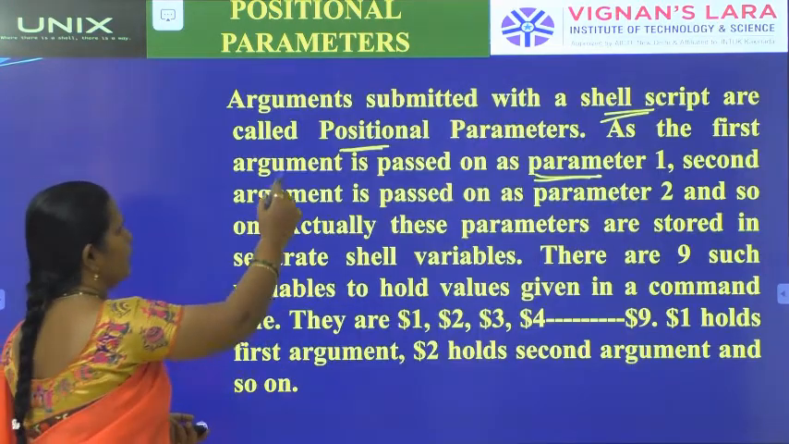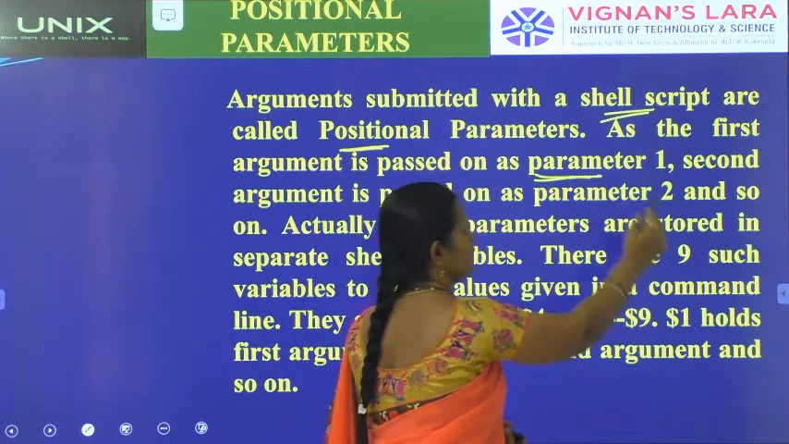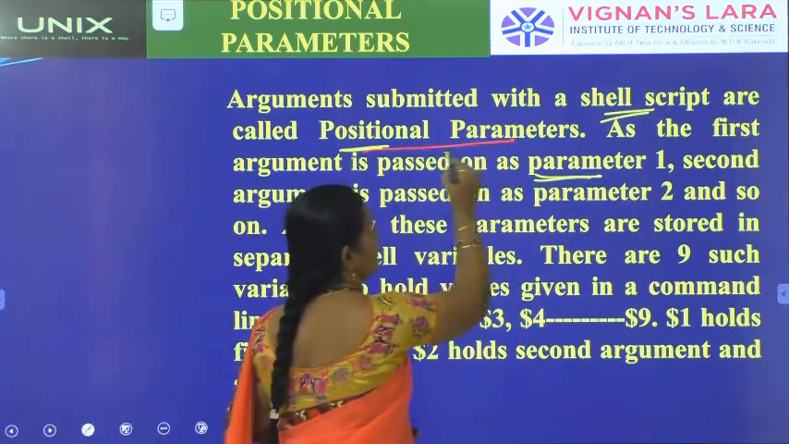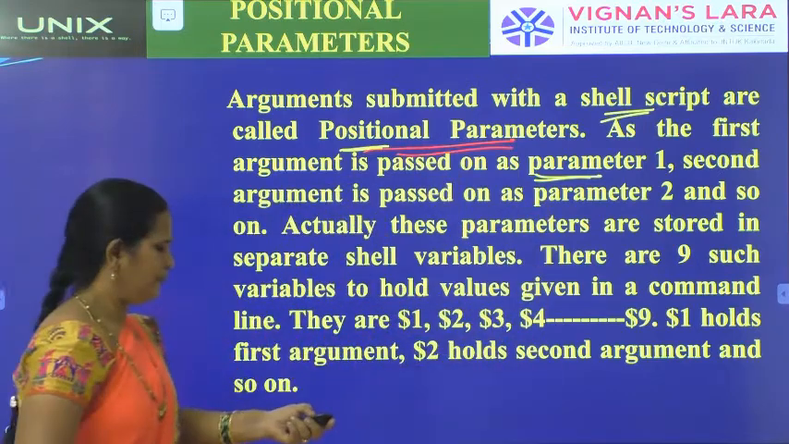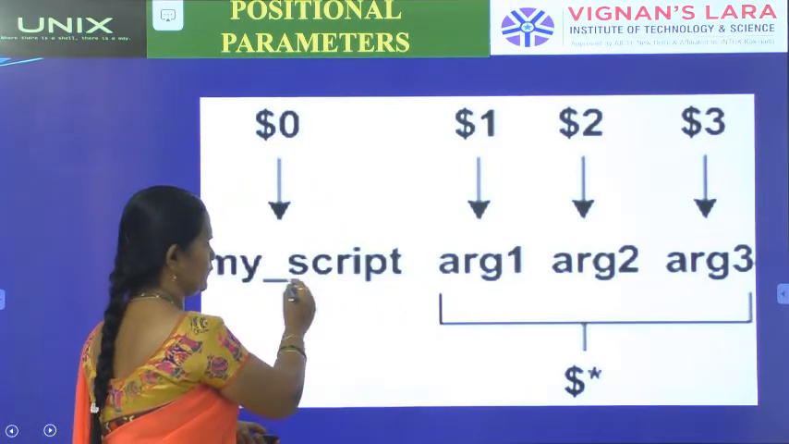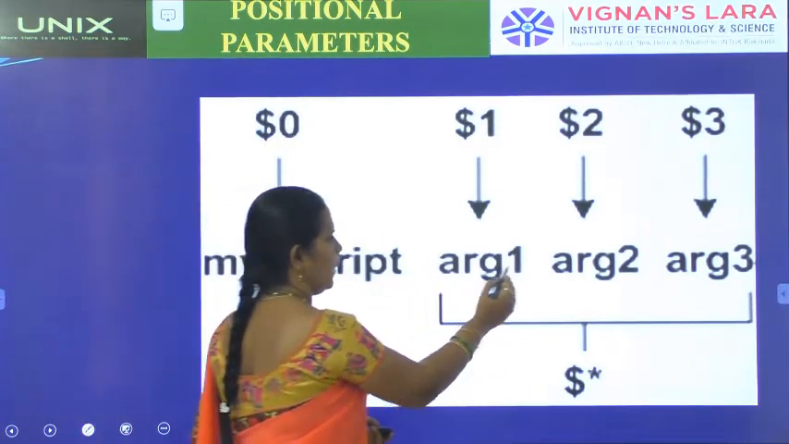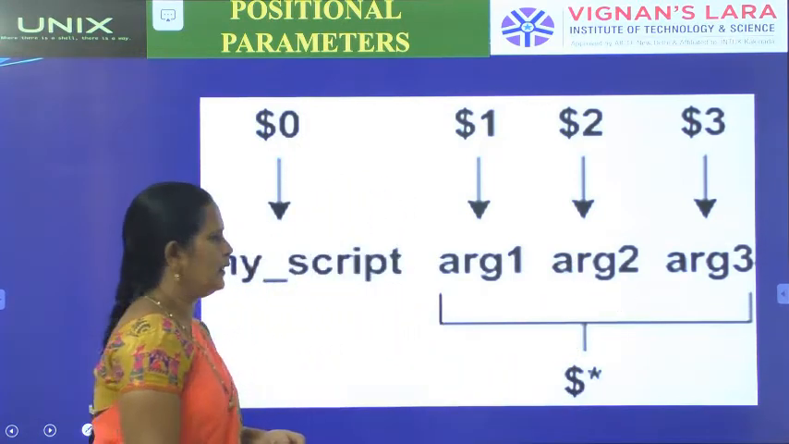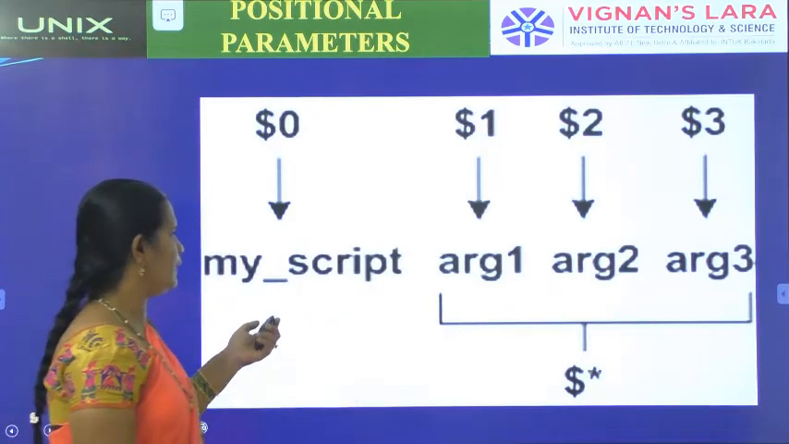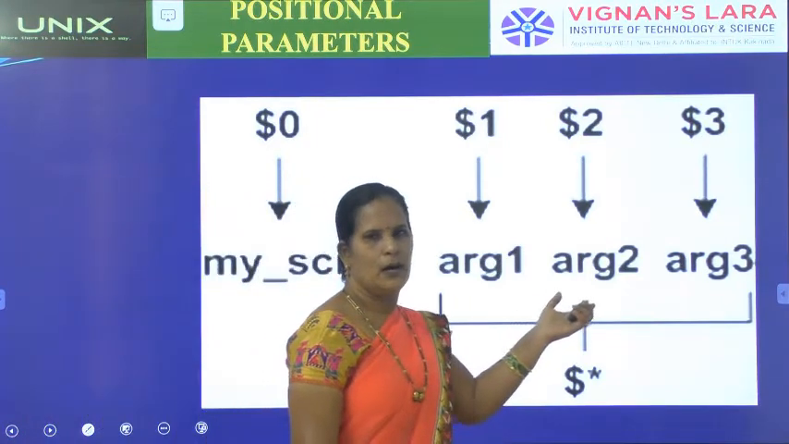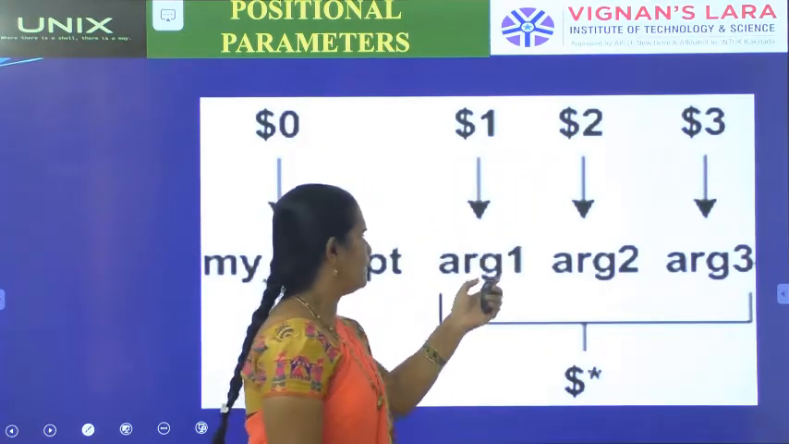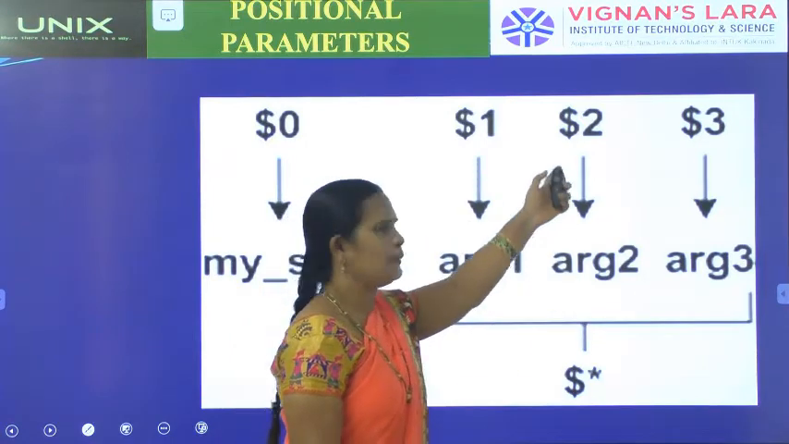Observe here. Arguments submitted with a shell script are known as positional parameters. These are arguments. My script, or sh sample.sh, followed by argument 1, argument 2, argument 3, like 10, 20, 30. In the command line only we are specifying the shell script name and similarly the arguments. The positions of these are known as positional parameters. The first argument is $1, the second argument is $2.